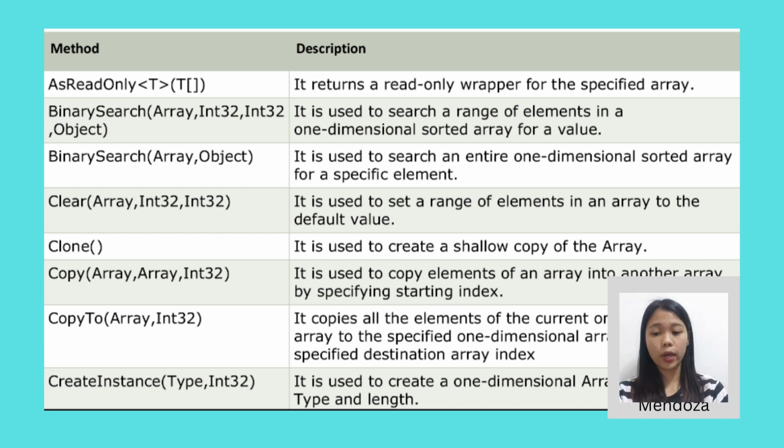Clone. It is used to create a shallow copy of the array. Clone method. Object cloning refers to the creation of an exact copy of an object. It creates a new instance of the class of the current object and initializes all its fields with exactly the contents of the corresponding fields of this object. The copy method returns a copy of the elements.